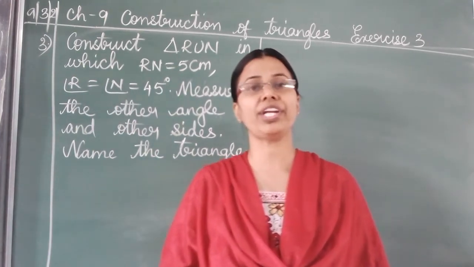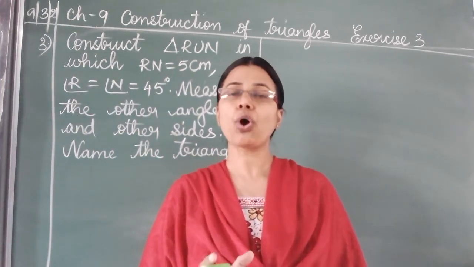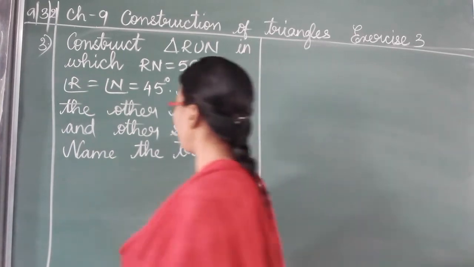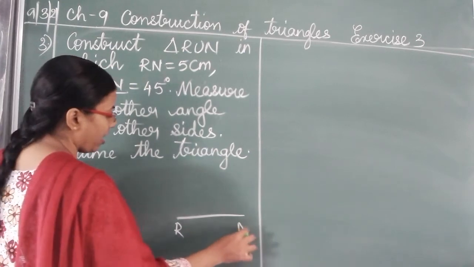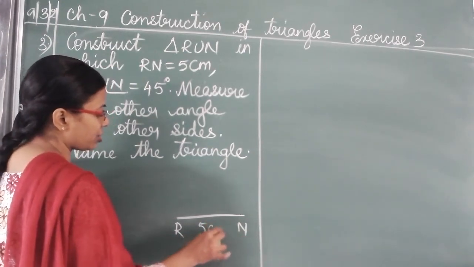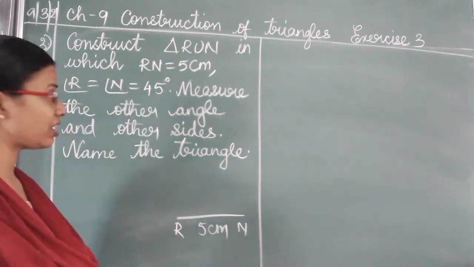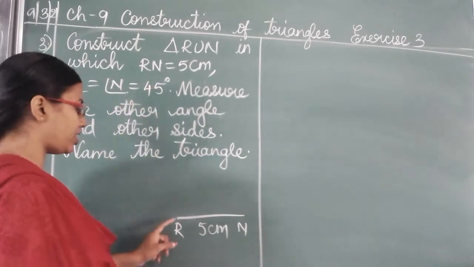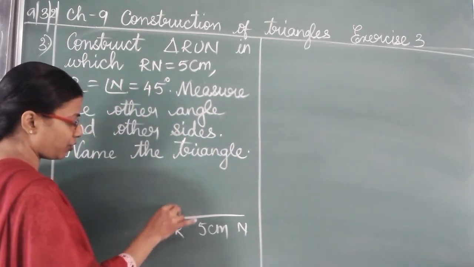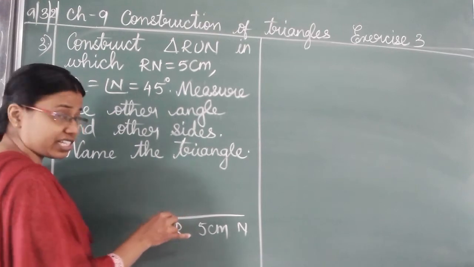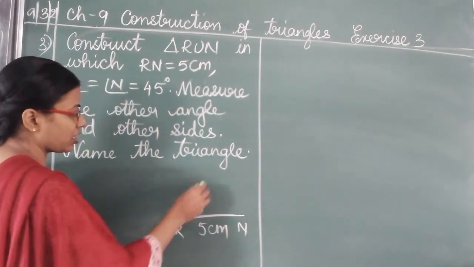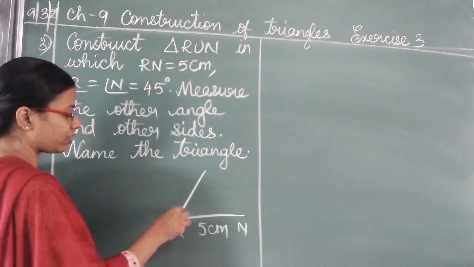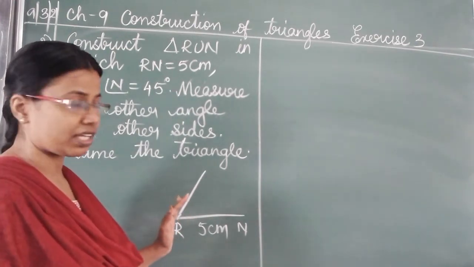Very good. We are going to draw a rough sketch of the triangle. So now let us take the base as RN, and the length is 5 centimeters. 45 degrees, each one is 45. You know, when you draw a straight line it is 90 degrees. Half of 90 is 45 degrees. So let's draw a line of 45 degrees.